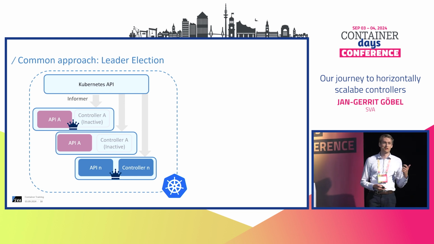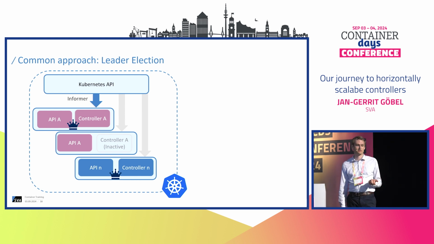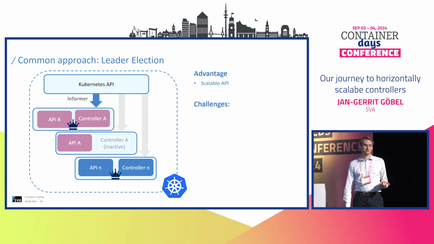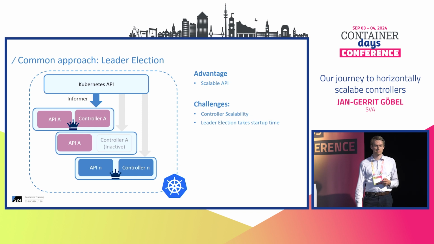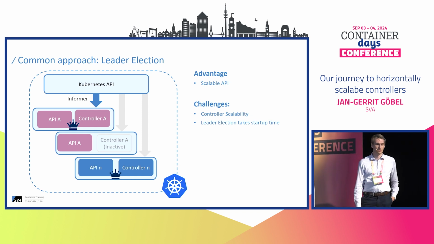So a common approach is, as I said, leader election. So we elect leaders among the different CRDs, basically, and so only one controller is started. The advantage here is, of course, we have a scalable API, but controller scalability is also a problem. We only have one controller running, so those are not scalable controllers.